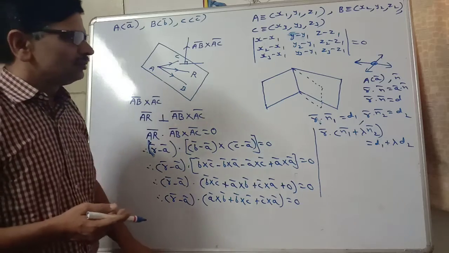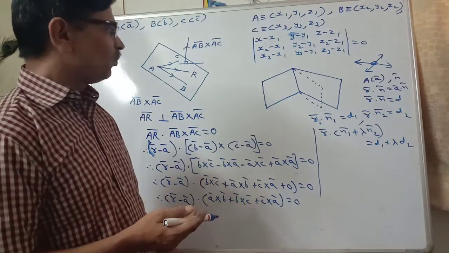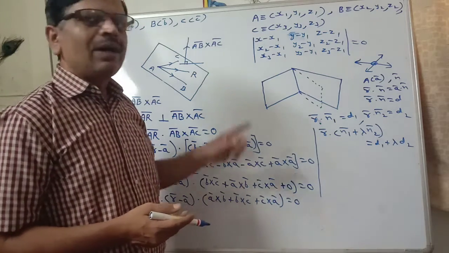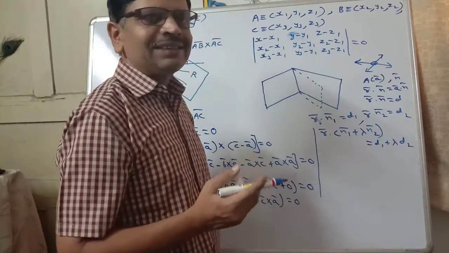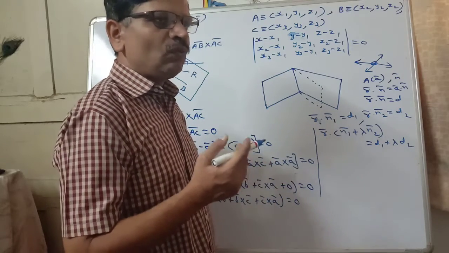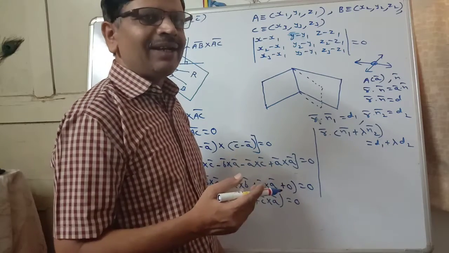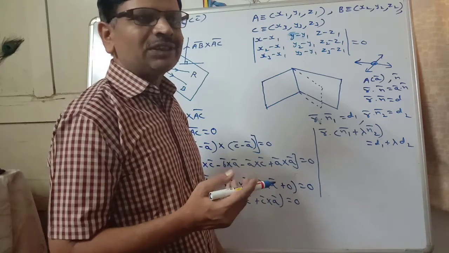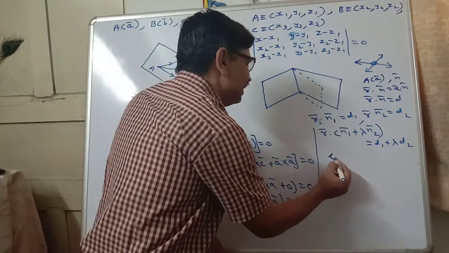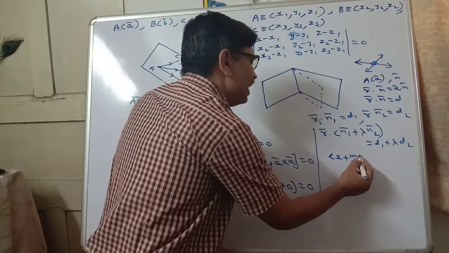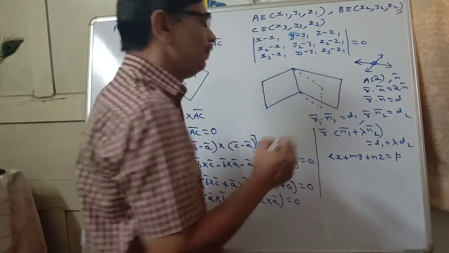Now we have seen the equation of a plane in Cartesian form. If P is the perpendicular distance of the plane from the origin, and the direction cosines of the normal to the plane are L, M, N, then the equation of the plane is Lx plus My plus Nz equal to P.